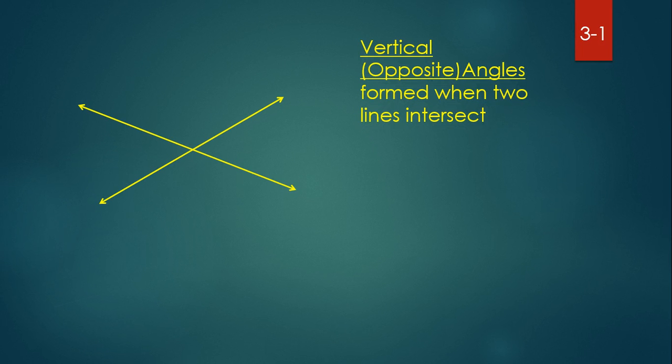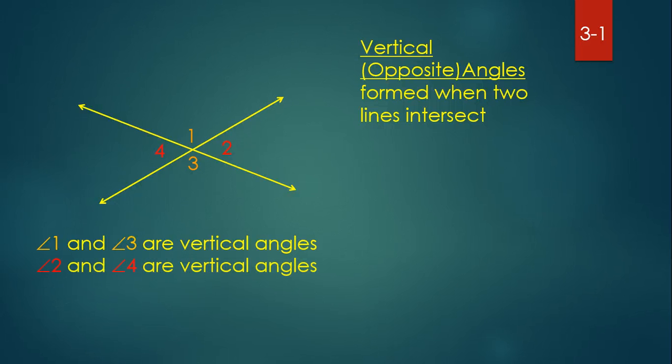When two lines intersect, they form four angles, and we can give a name to the relationship between some of the angles that are formed. Vertical angles, which are also called opposite angles, are formed when these two lines intersect. So let's just number the four angles that are formed and look at which angles are considered vertical. In this case, angles 1 and 3 would be considered vertical. They are exactly opposite each other. And angles 2 and 4 are also considered to be vertical angles.